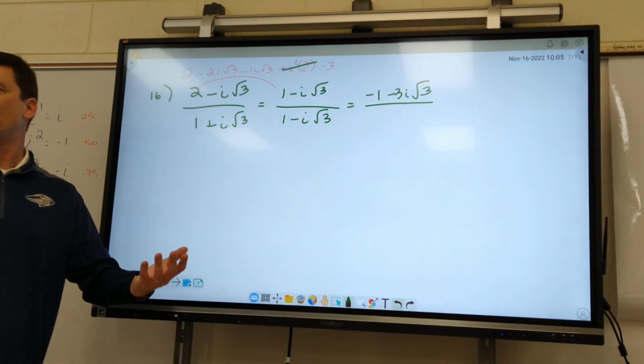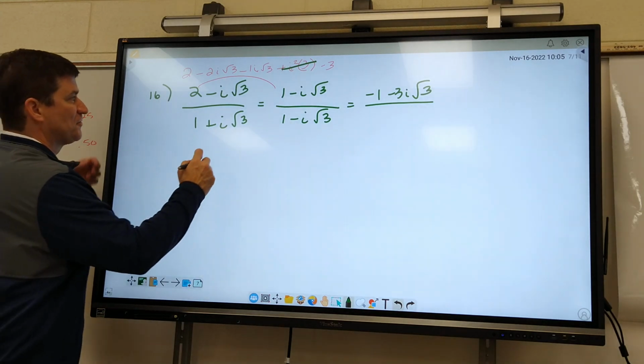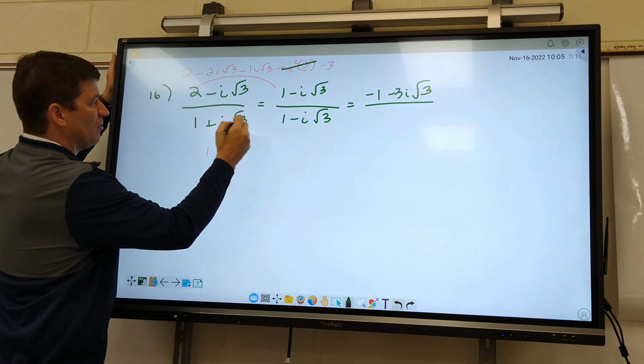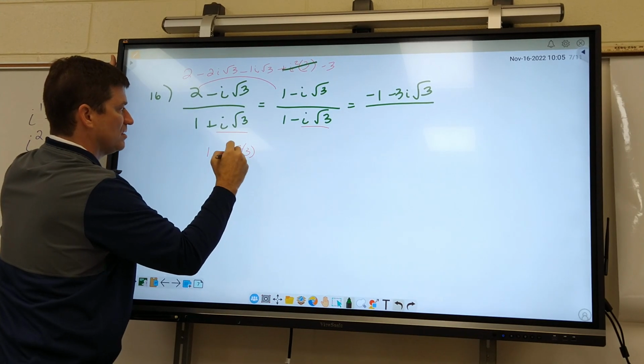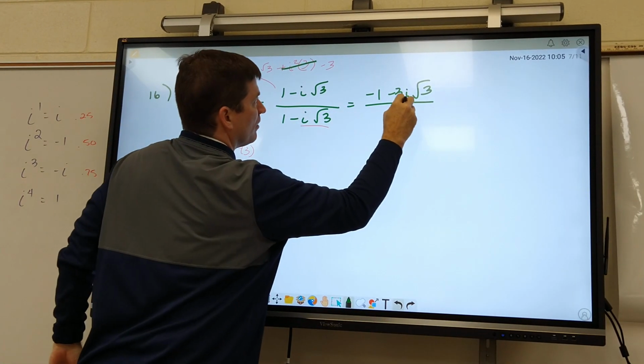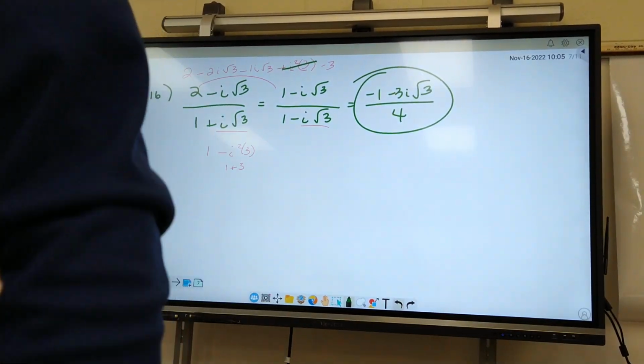All right, so is the bottom 4 or 5? What is it? 4. Nathan Willis says 4. Let's check. I'm not even going to do the middle. Minus i squared 3, so that's plus 3. 1 plus 3 is 4. All right, bathroom. I had 4.